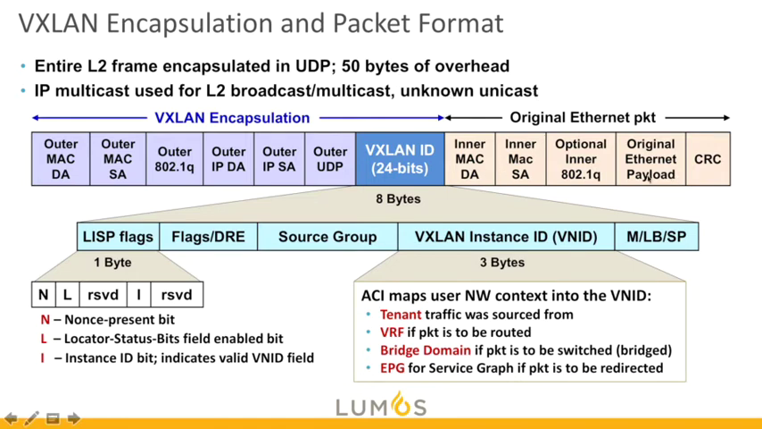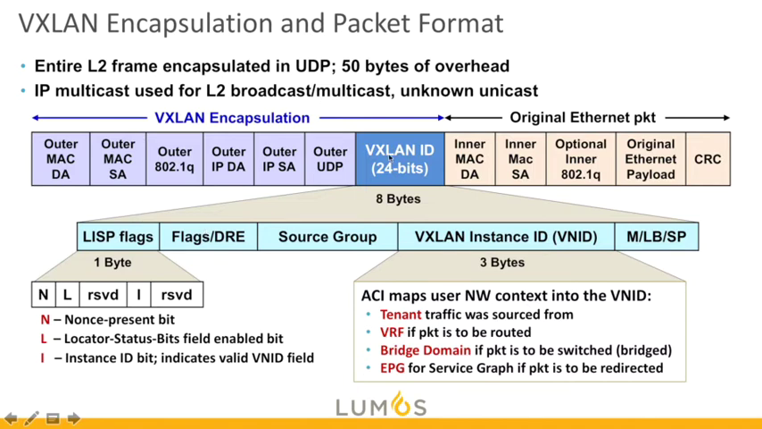So on the right here we have the original Ethernet packet. We've got the VXLAN ID, UDP. So VXLAN is Ethernet in UDP. We have a UDP datagram. We've got some extra headers for VXLAN. We've got the IP header and then possibly another MAC header.